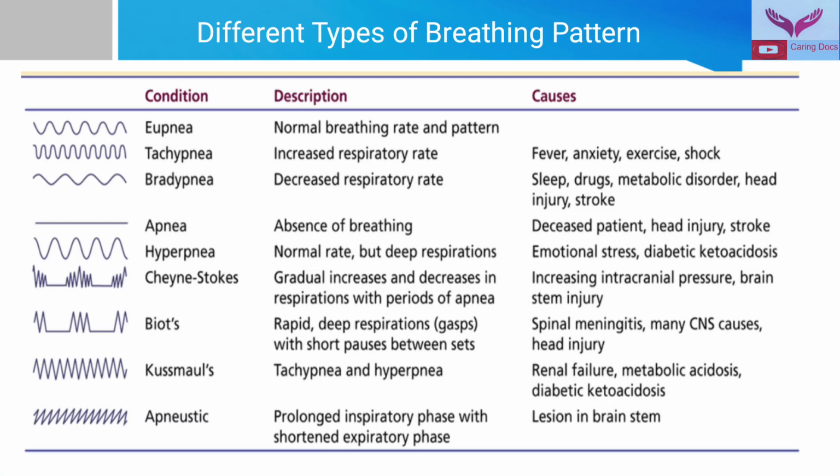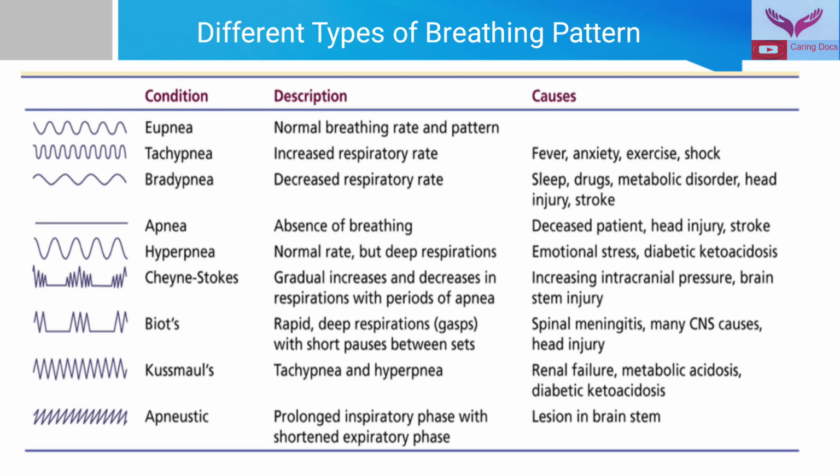So these are different types of breathing pattern. The normal is eupnea, that is normal breathing rate and pattern. Tachypnea is increased respiratory rate, and it is seen in fever, anxiety, exercise, shock. Bradypnea is decreased respiratory rate, less than 10, seen in sleep, drugs, metabolic disorders, head injury, stroke. Apnea is absence of breathing, seen in a dead patient, head injury or stroke. Hyperpnea is normal rate but deep inspiration, seen in patients with emotional stress, diabetic ketoacidosis.